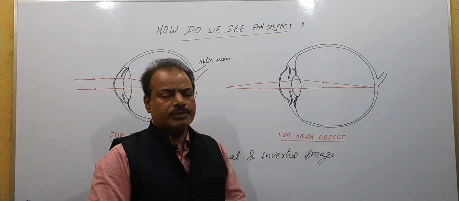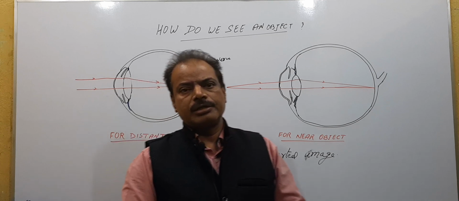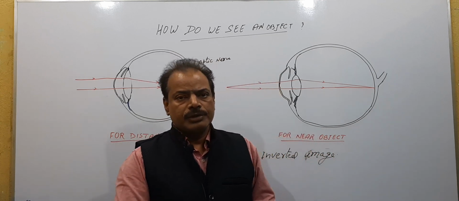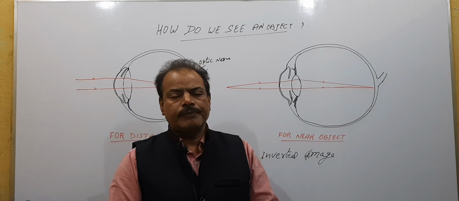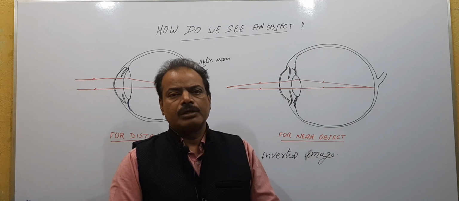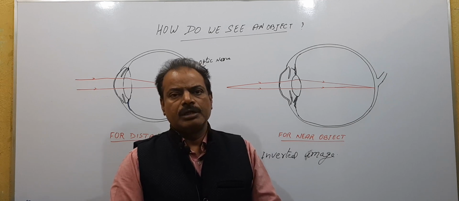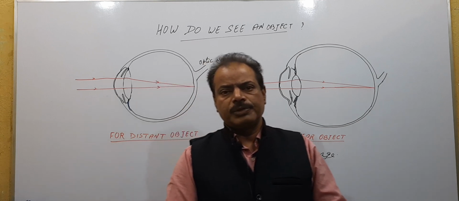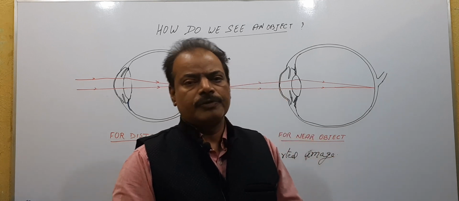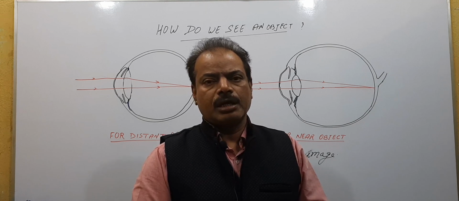So there are 4 steps involved. Number 1, entry of light. Number 2, convergence of light. Number 3, transmission of light to the retina. Number 4, formation of an image on the retina, and after it transmission of the impulse takes place, and finally we can interpret with the help of our brain, and we can see an object.